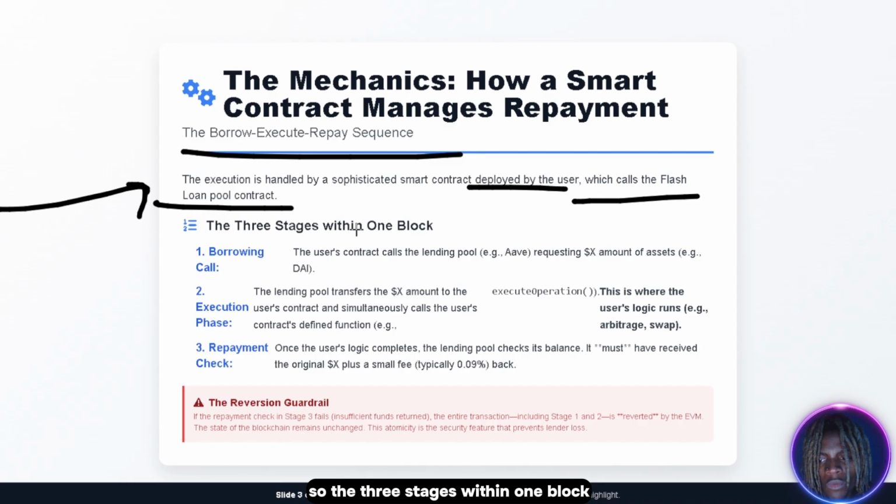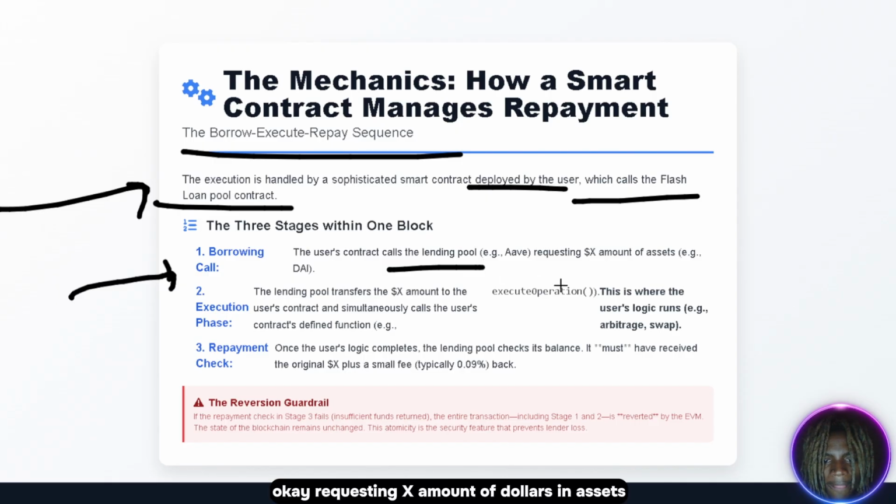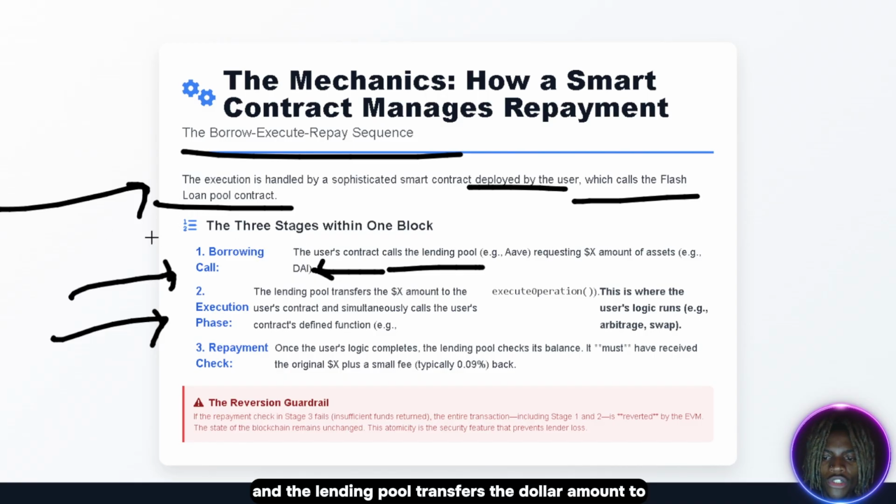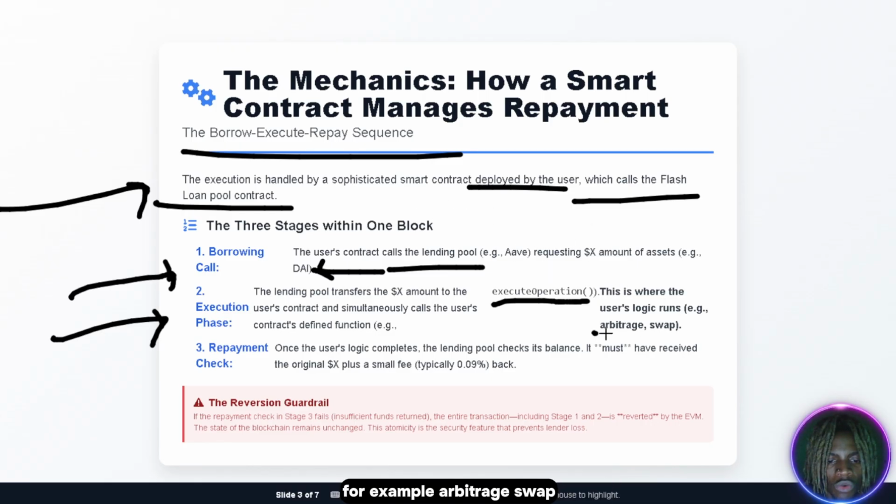So the three stages within one block. First, the borrowing call. The user's contract calls the lending pool, requesting X amount of dollars in assets, for example, DAI. Then the execution phase. The lending pool transfers the dollar amount to the user's contract and simultaneously calls the user's contract-defined function, for example, execute operation. And this is where the user's logic runs, for example, an arbitrage swap.